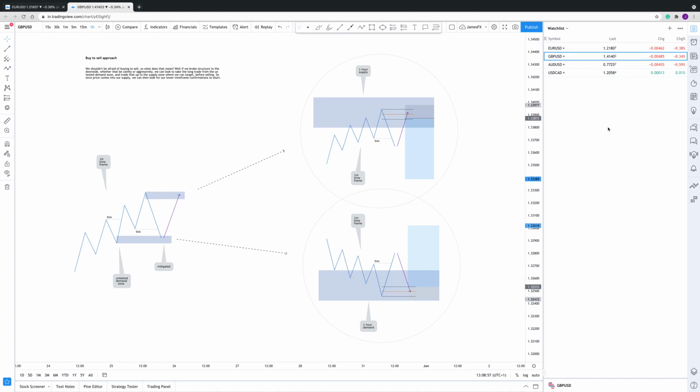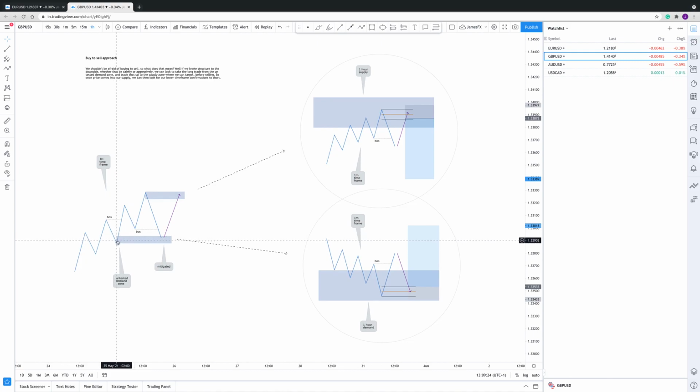Understanding the buy to sell approach. So we shouldn't be afraid of buying before the longer term sell. What I mean by this is, let's say price broke structure to the downside, as we can see here. Whether that was a calm or aggressive move that broke the structure, we can still look to take longs from an area, if there is an area there to long from.